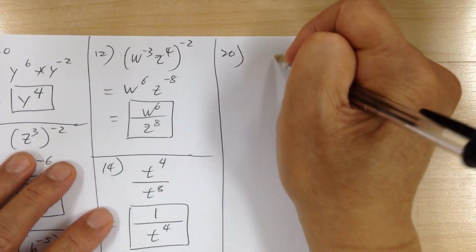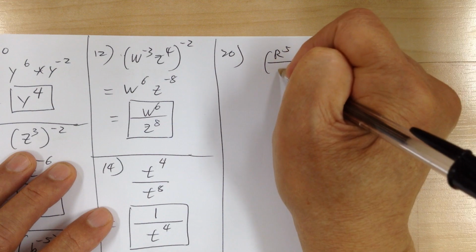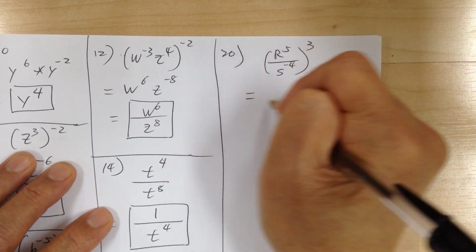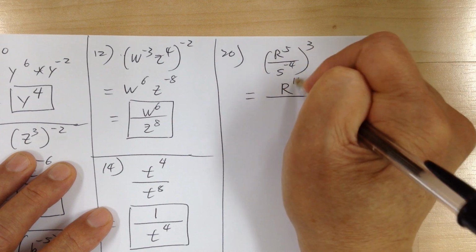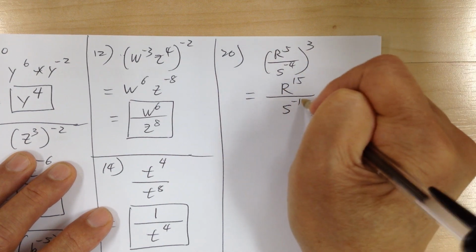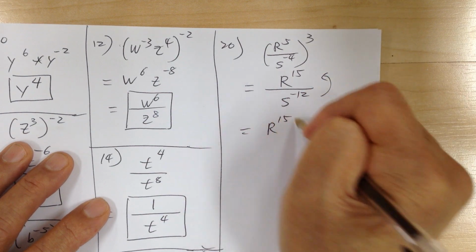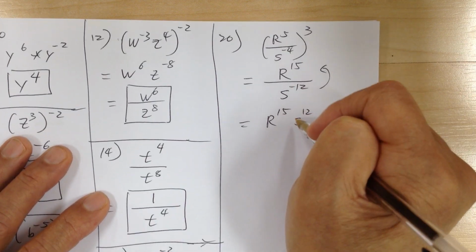Okay, number 20, you have r to the 5, s to the negative 4, to the 3 power. So first apply the power rule, so you're going to get r to the 15, s to the negative 12, and then you do the flipping. So you're going to get r to the 15, s to the 12.